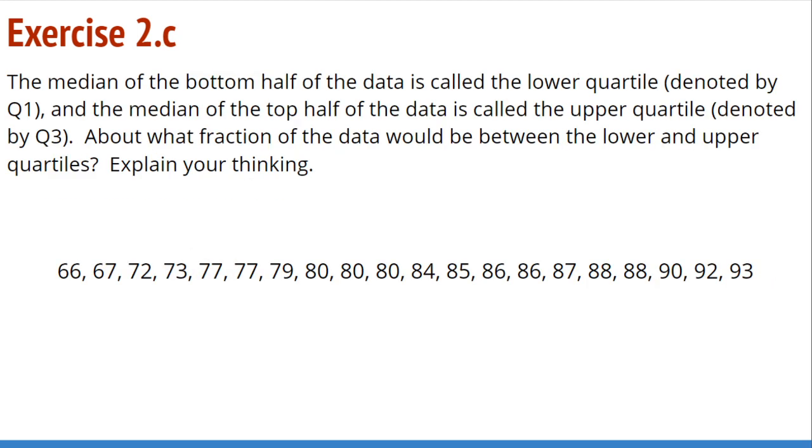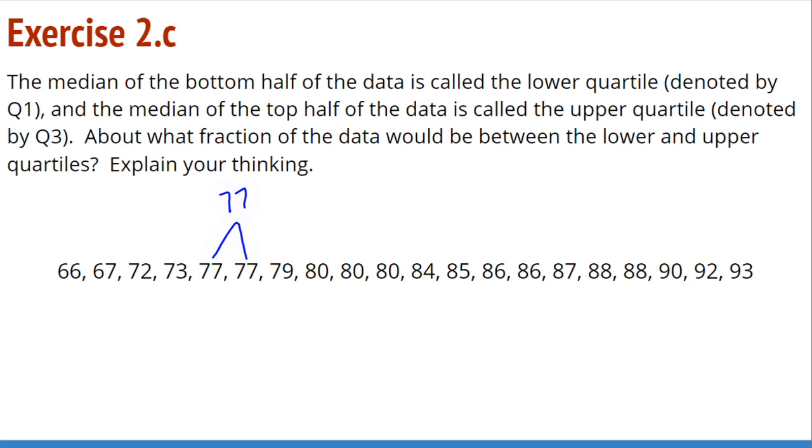All right, so the median of the bottom half of the data is called the lower quartile, and the median of the top half is called the upper quartile. And what fraction of the data would be between the lower and upper quartiles? And explain your thinking. I just talked about it on the last one, but we'll look at it a little bit more explicitly.